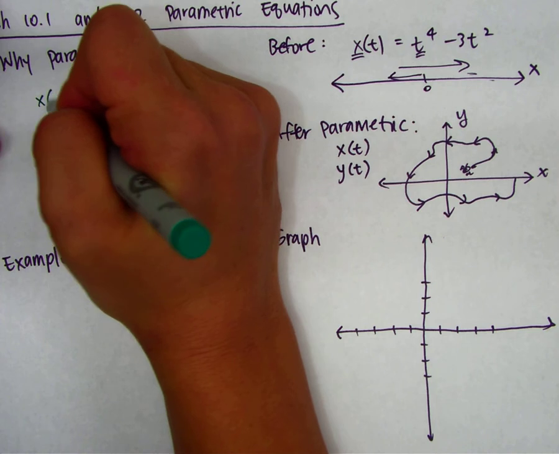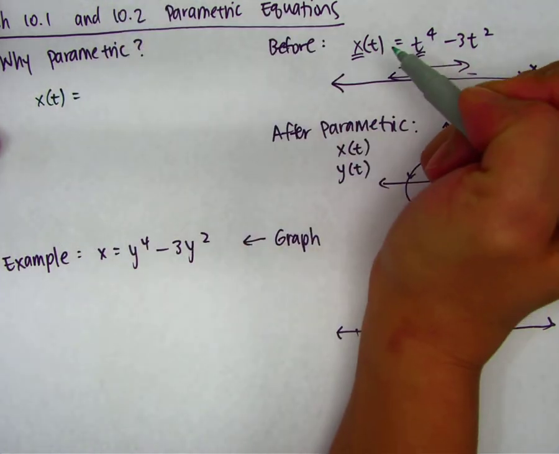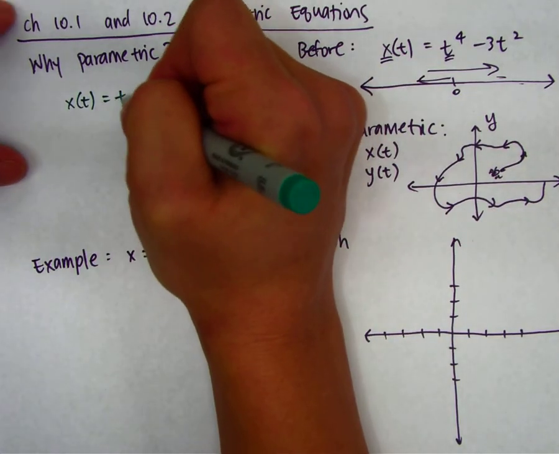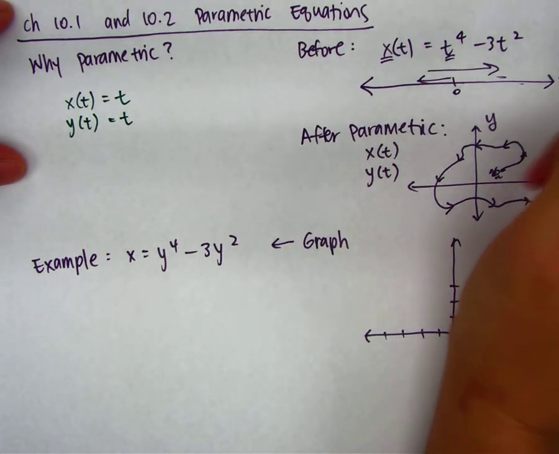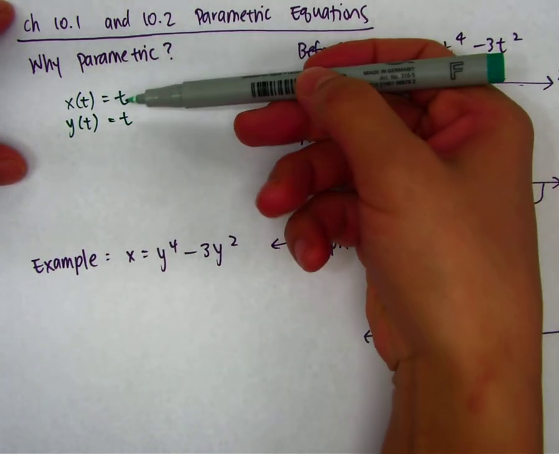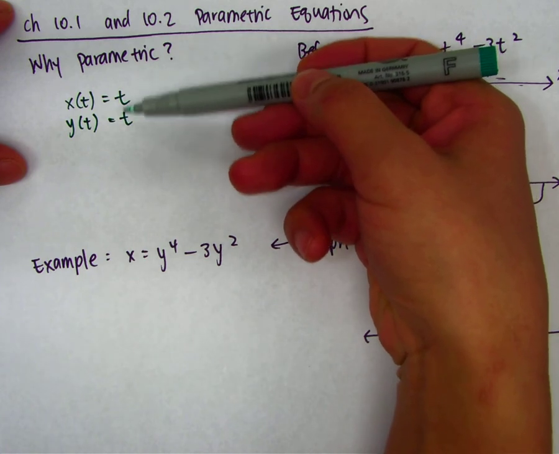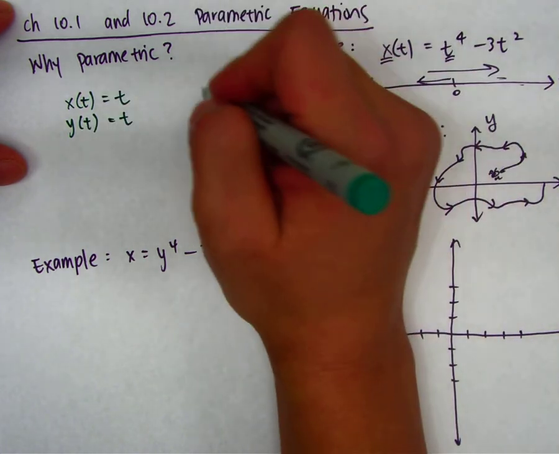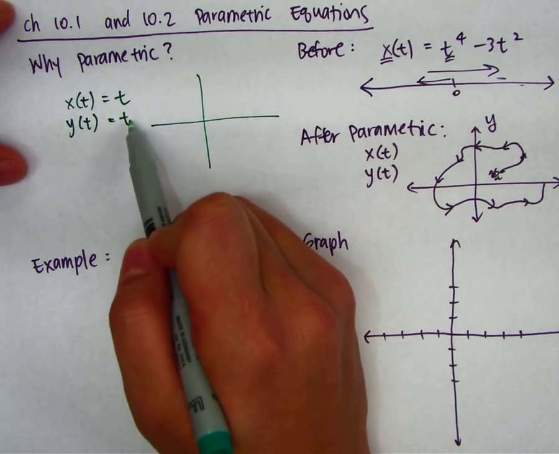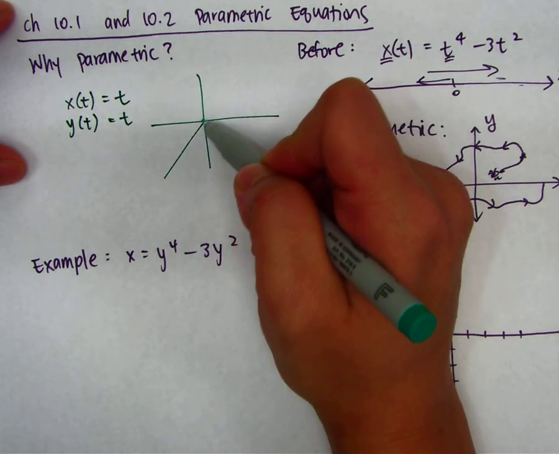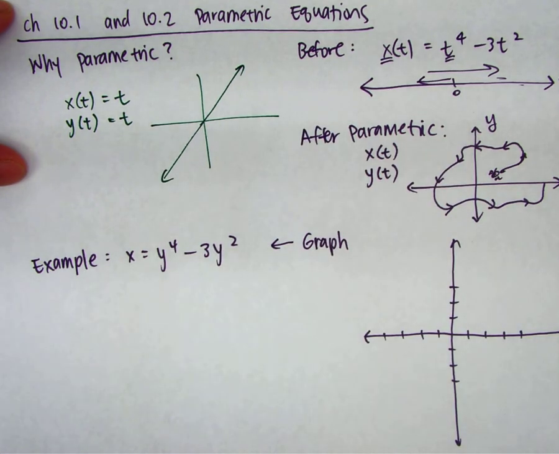Now, let's take a look at some examples of what a parametric equation could look like. Well, if I define the x parameter, x of t, to be equal to t, and y of t equal to t, what would the graph look like? Well, at any given point in time, my x and y are exactly the same, even when my time value is technically negative. So I have a graph that looks something like this.